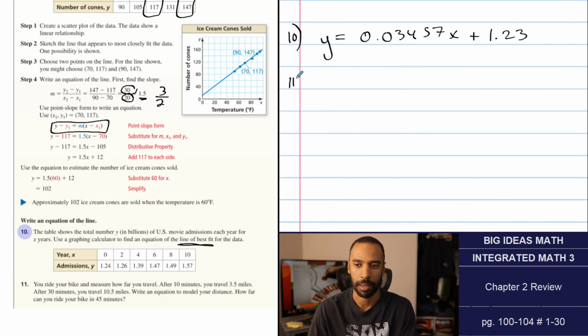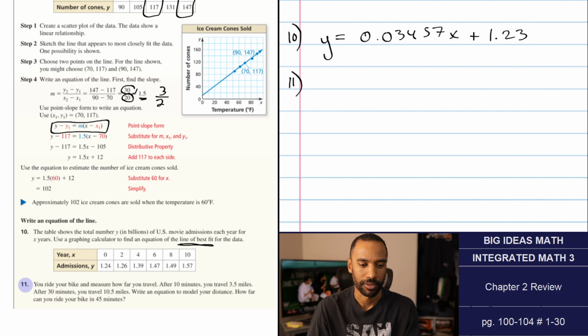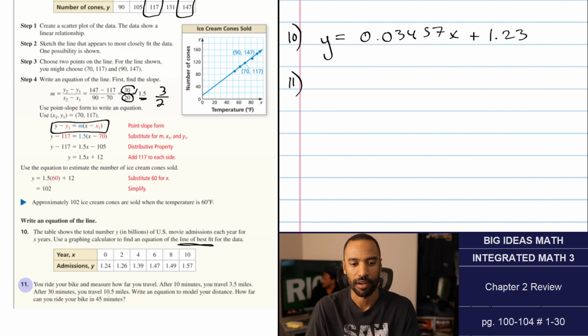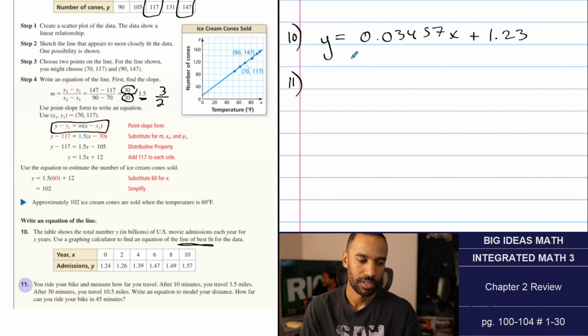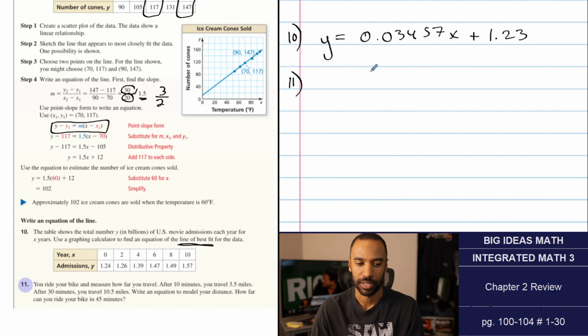And remember, this is a chapter review. There may be questions that they're asking here, but I want to make sure to cover as many things as possible for you. Number 11, you ride your bike and measure how far you travel. After 10 minutes, you travel 3.5 miles. After 30 minutes, you travel 10.5 miles. Write an equation to model your distance. How far can you ride your bike in 45 minutes? Now, those are two different things that are asked. Write the equation is the first thing we have to do to answer the second question, at least ideally.